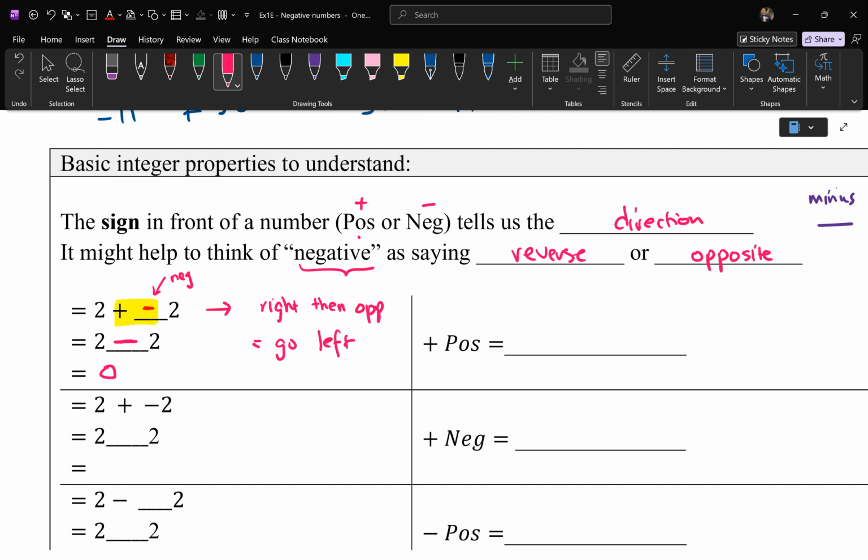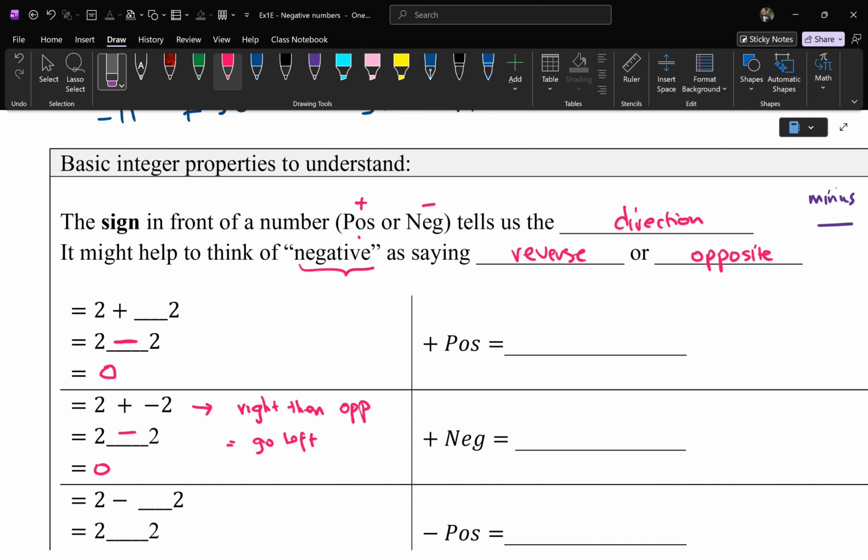Oh, sorry. Actually, it was meant to be over this one. Whoops. This one was meant to be positive. My bad. I just realized it's plus positive, plus negative. So just copy these notes down to this one. So this one should have been right, then opposite, which equals go left. Whereas this top one was meant to be positive, positive, so that becomes 4. Sorry, my bad.